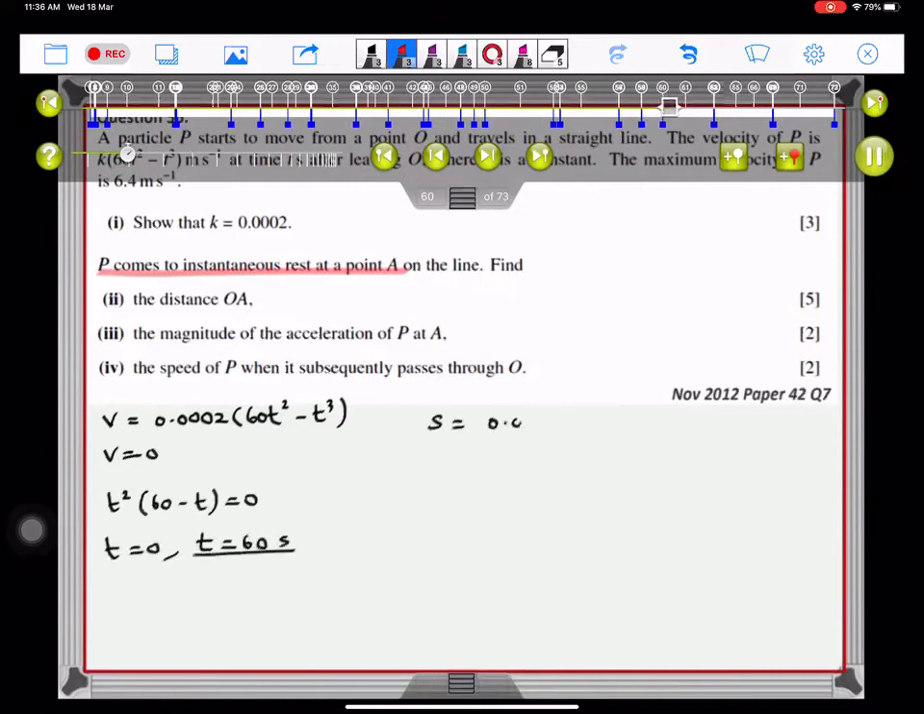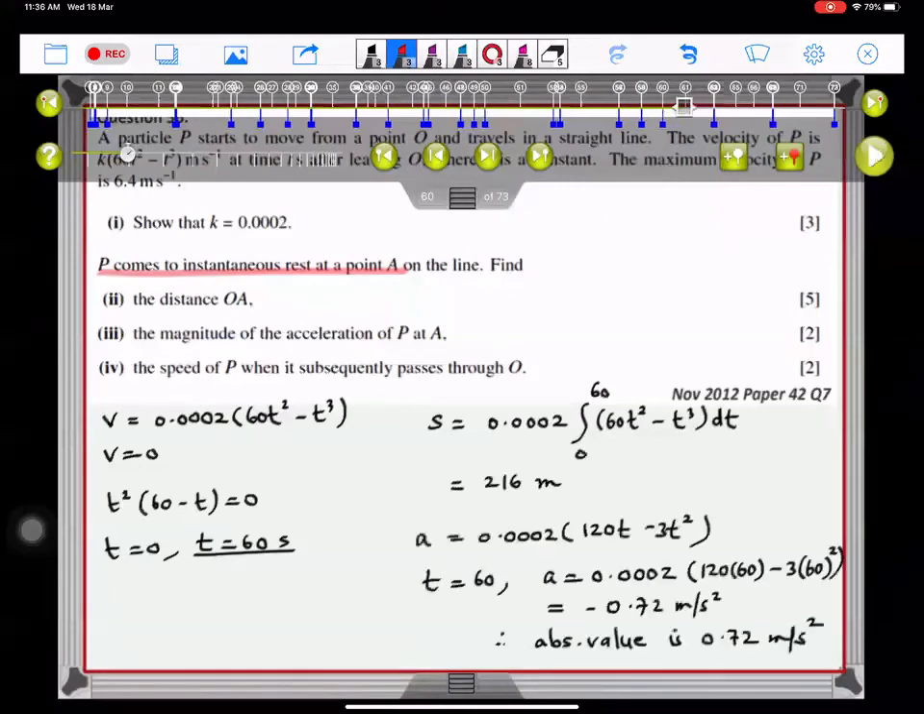Integration between the limit, don't forget the constant on the outside. Integration between the limit 0 and 60, that will give you this answer. Acceleration, when t is equal to 60, the absolute value is 0.72. Absolute value means magnitude, absolute value means modulus.